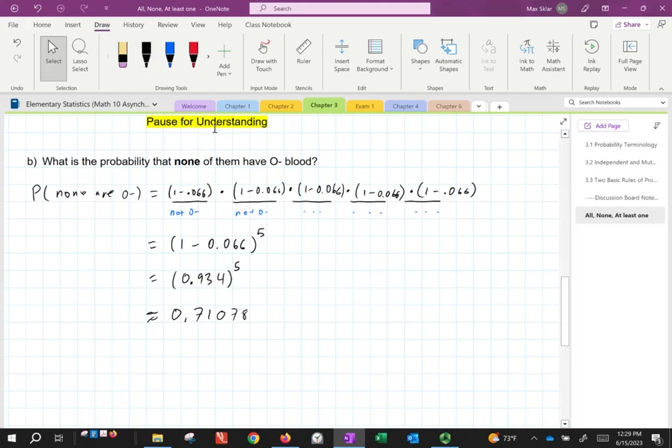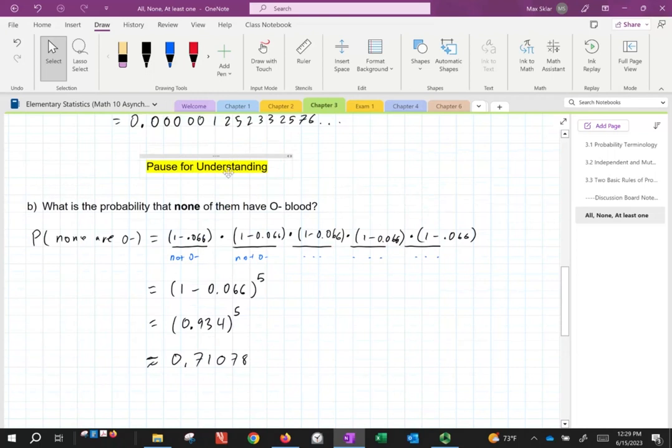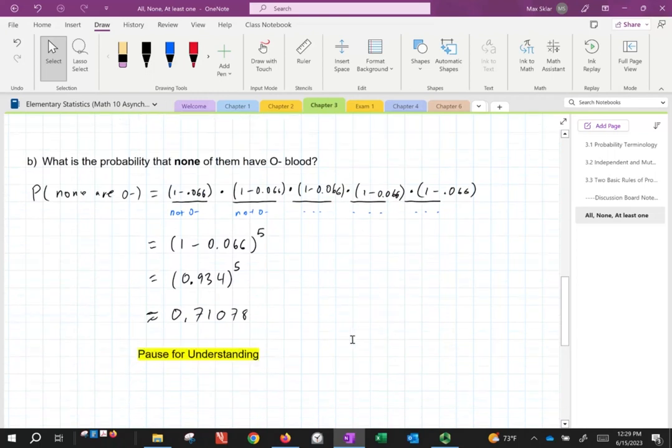Pause for understanding again, pause the video, and take a look at this solution here. Maybe work it out for yourself. Make sure you agree with me. Okay, let's look at the at least one.